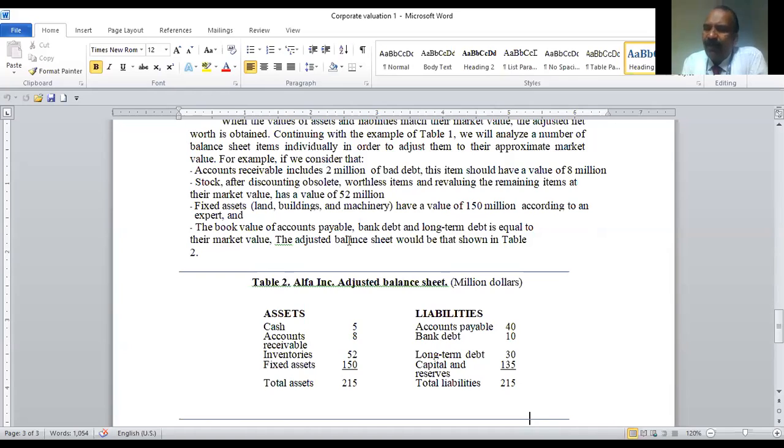So cash is 5. It does not have any market value. Accounts receivable, we say 2 million is bad debt, so 8 million. And inventory is valued at 52 million. Fixed assets are valued at 150 million.